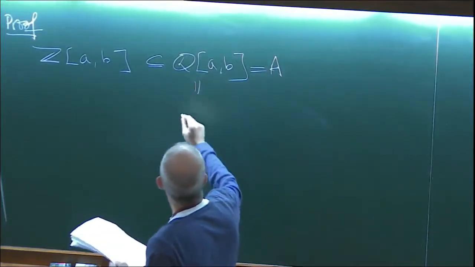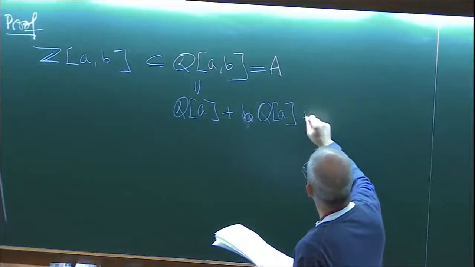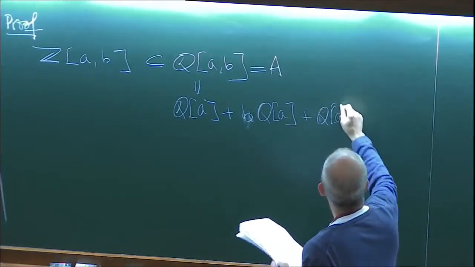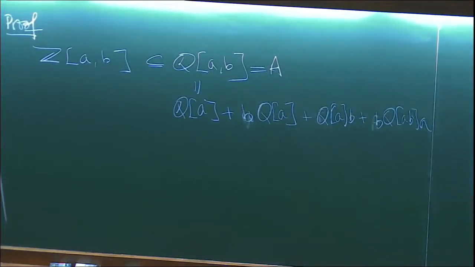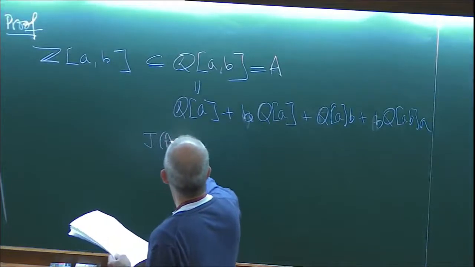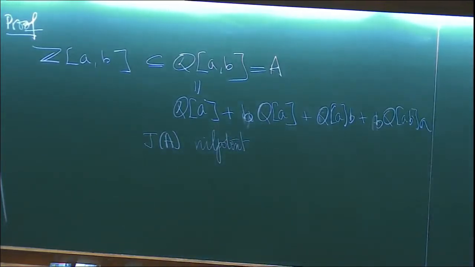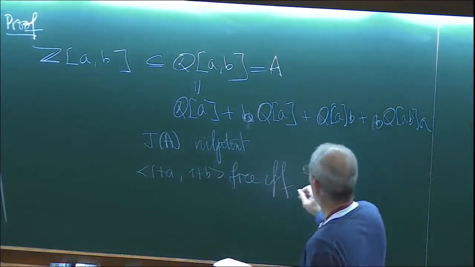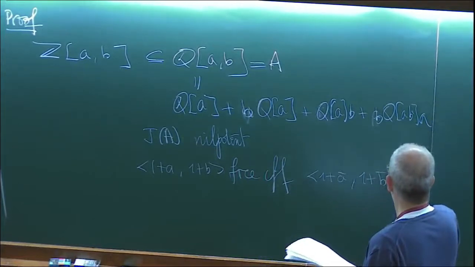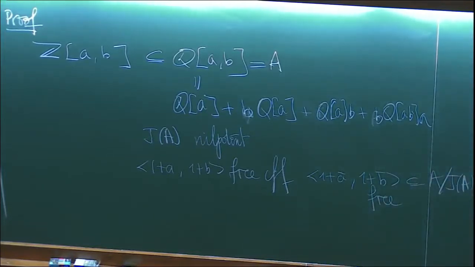And you can easily show that the elements here are in the ring generated by A, and then you have B, QA, plus QAB, plus AQB, A. So it's in some sense a four-dimensional module over QA. You look at the radical of this ring, you prove it's nilpotent. Okay, and then you prove that 1 plus A, 1 plus B is free, even only if you look at its image in this ring, this has to be free. It's an easy exercise because the radical is nilpotent.